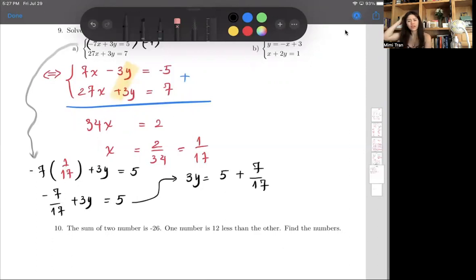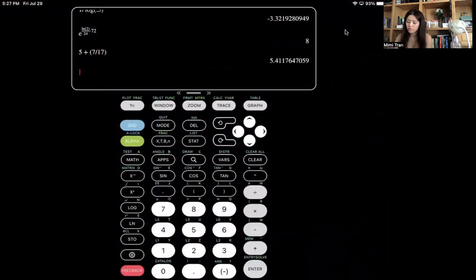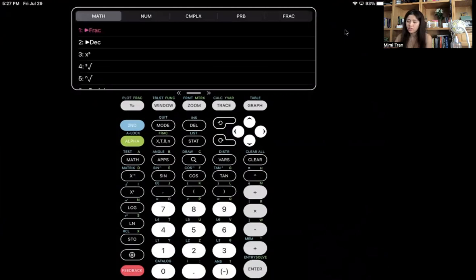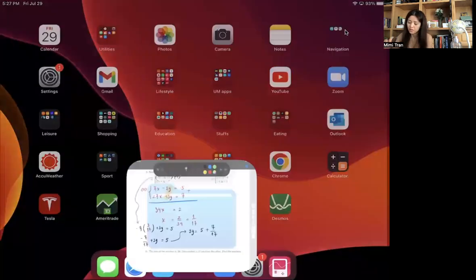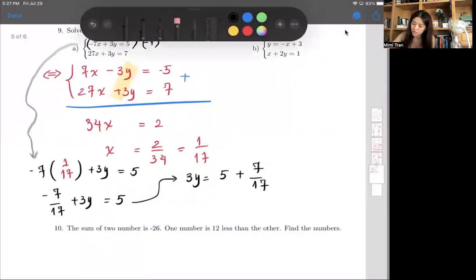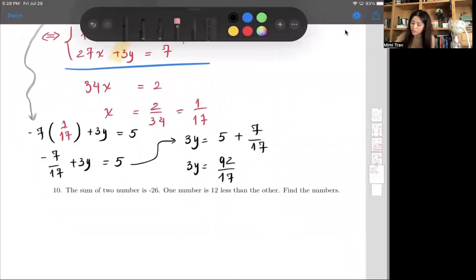Use calculator for this. You don't have to do it by hand. So 5 plus 7 over 17. And then you go to math. You see frac, hit the enter button twice. 92 over 17. 3y equal 92 over 17. Multiply both sides by 1 over 3, right? So y equal what?